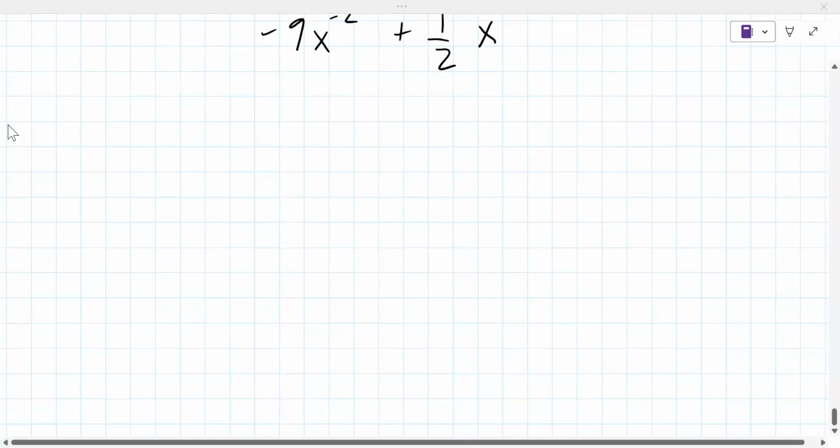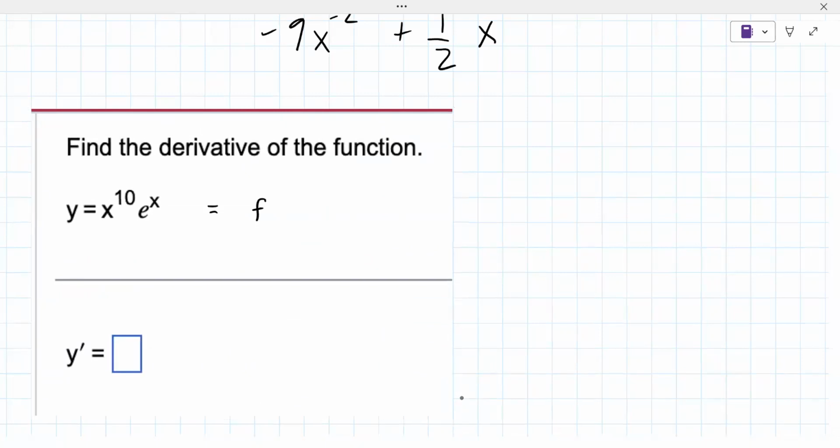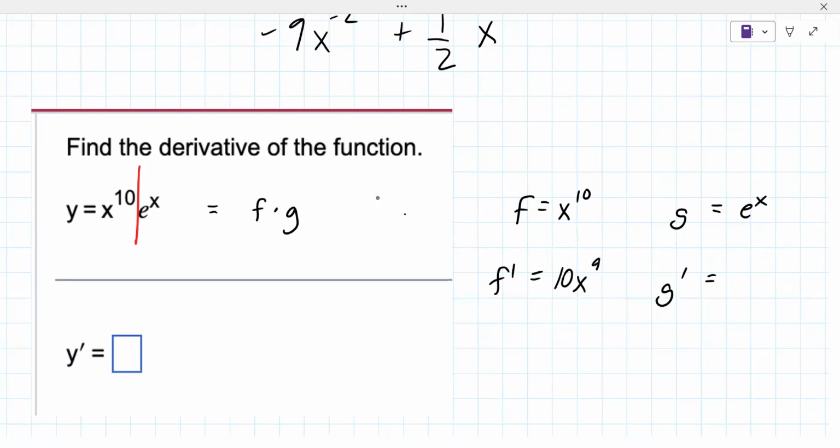All right, so we're finally up to product rule. This usually comes before quotient rule. The idea here is that this is really an f times a g, and you just have to figure out that breakpoint right there. So the f here is x to the 10, g is e to the x, and you have to be able to take a derivative of each of these individually. Could you do that for us, please? Yes. F prime would be 10x to the 9th. G prime would be e to the x.